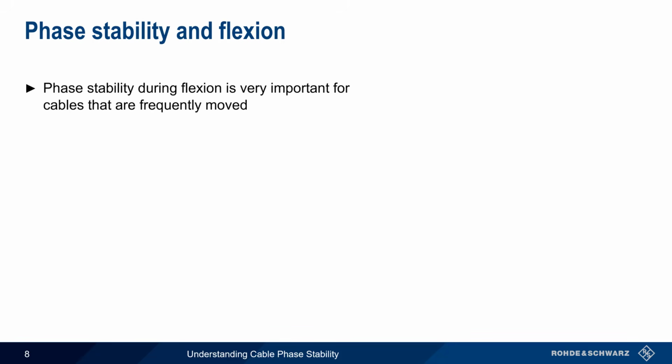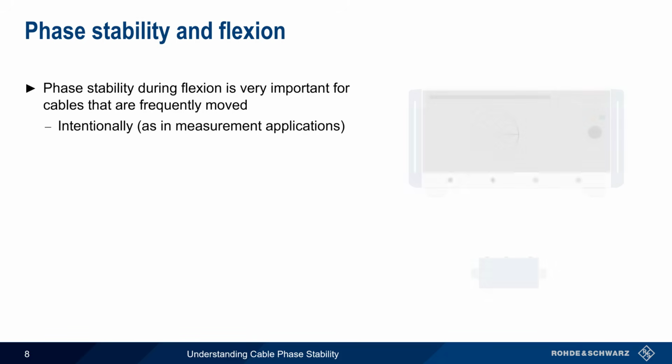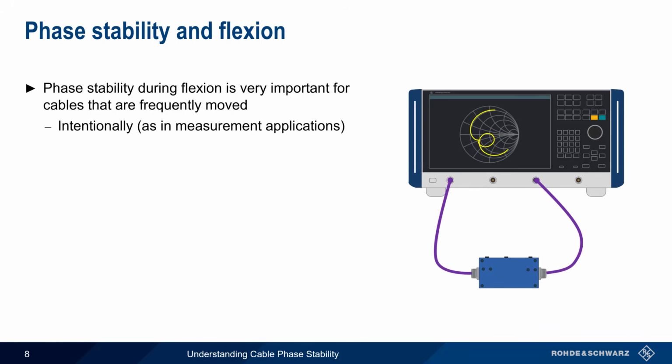Phase stability during flexion is very important for cables that are frequently moved. This movement may be intentional, such as in test and measurement applications, where the cables must be connected to and disconnected from the device under test. But unintentional movement can also occur, for example when a cable is subject to mechanical shock and/or vibration.